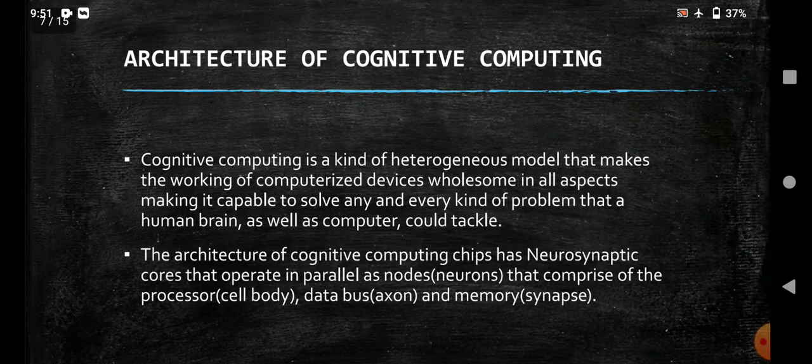The architecture of cognitive computing chips has neurosynaptic cores and operates in parallel as nodes, that means neurons, that comprise the processors, cell body, data bus, axon and memory synapse.